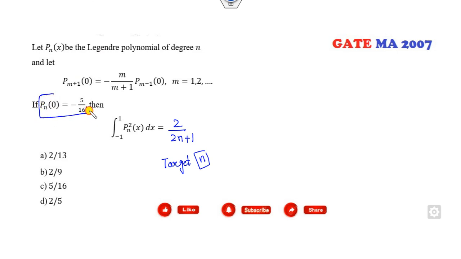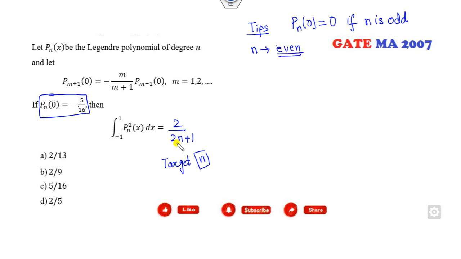So definitely look at that. As I mentioned earlier, p of n at 0 will be 0 if n is odd, but here it is non-zero, so definitely n will be even. Fine. If n is even, then 2n plus 1 is odd, so this is cancelled. Now the rest of the options are there, so we can check from the options. If this is the right answer, then n will be 6. If this is the right answer, then n will be 4. If this is the right answer, then n will be 2.